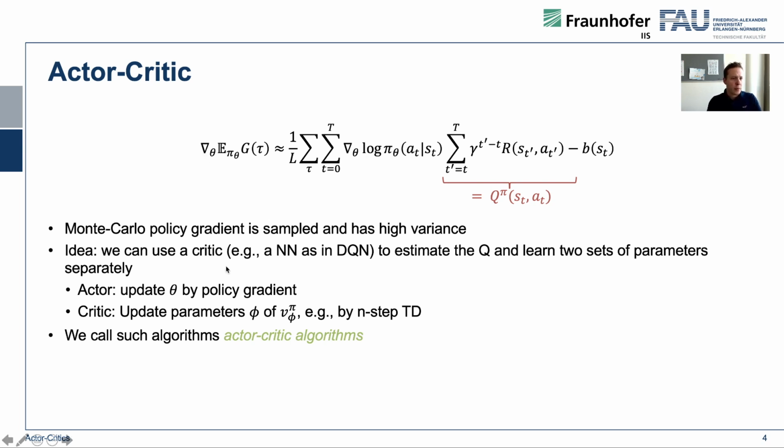One thing left open is that I said here that we usually update parameters theta of the state value function in this case, although we need the Q function. This is the thing. So why are we actually doing this?